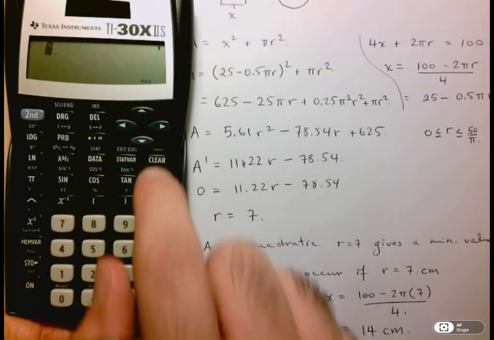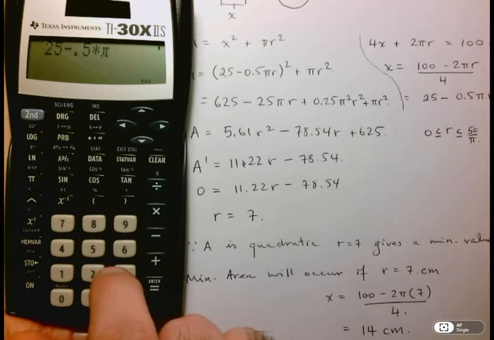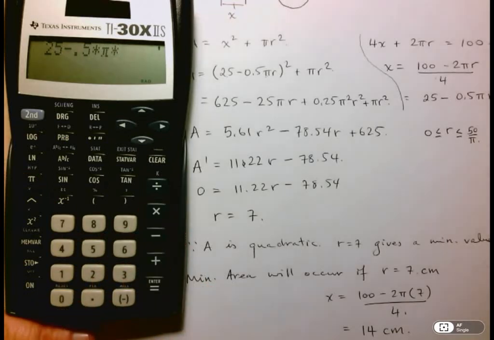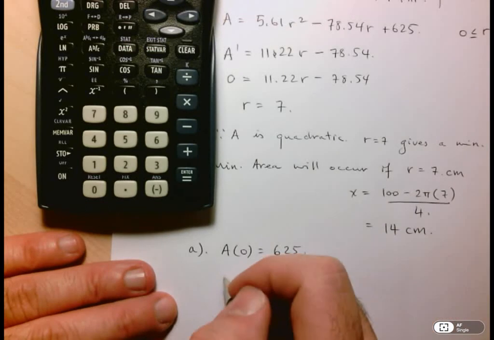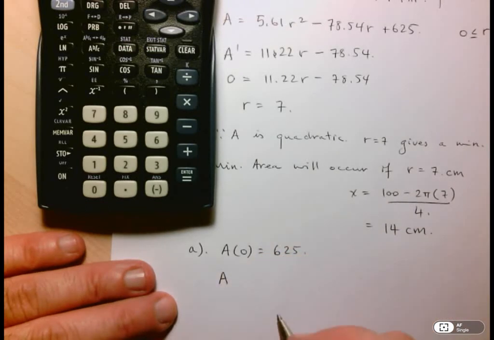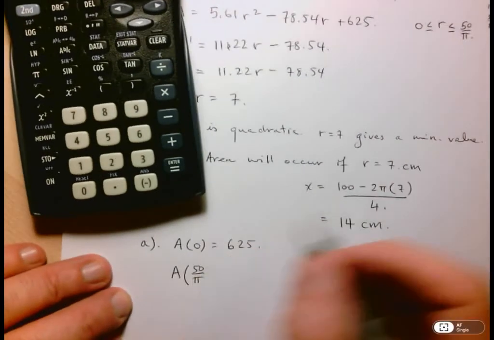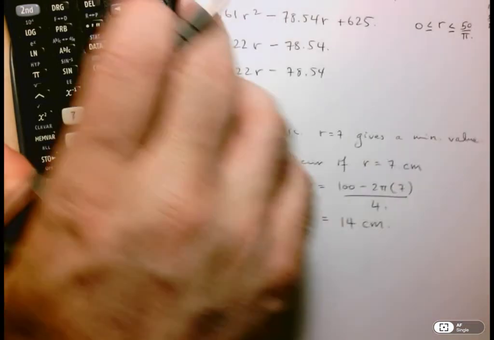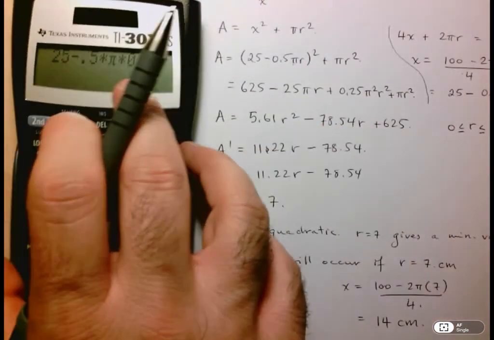So we've got 25 minus 0.5 times pi times r, which is 0. I don't know why I did that. So 25 squared is 625. The area at 0 is 625, so I did a bit more work than necessary. And let's calculate the area when r is 50 over pi at the other endpoint. Let's remember these are the two endpoints. This one here maybe actually does need to be calculated.